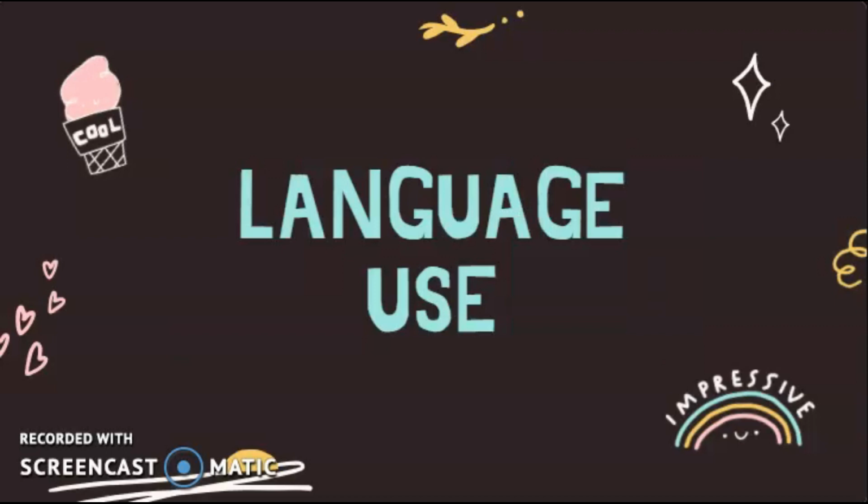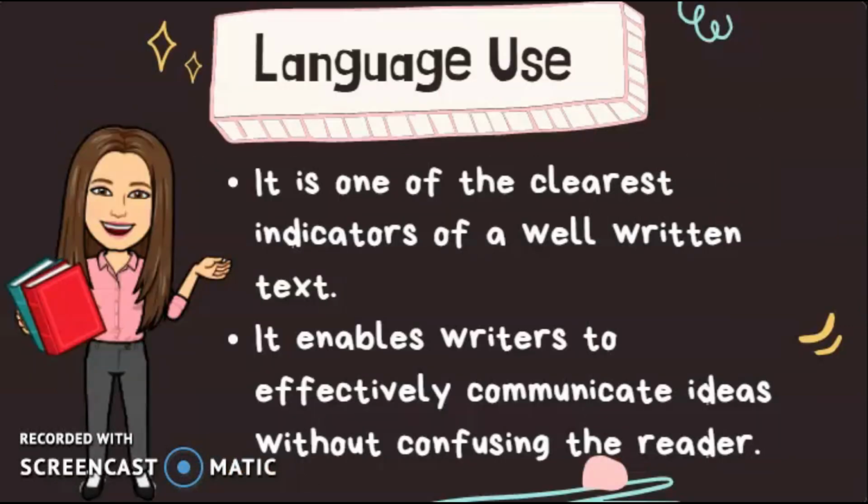You need to bear in mind that aside from giving importance to the organization of your ideas and the coherence and cohesion of sentences and paragraphs, you also have to regard the style, tone, and clarity of your writing. So we have to understand language use. So what do we mean by language use?